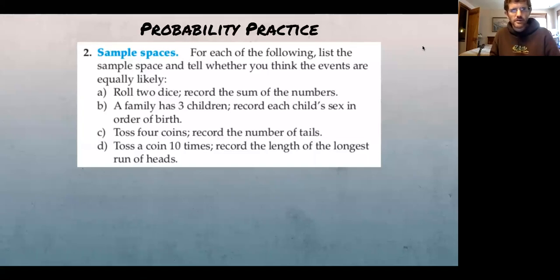Okay, so let's talk about sample spaces. Remember, sample spaces are basically the set of all possible outcomes for an event. So we're going to look at this event and what kind of outcomes are listed. And then the other part is, let's figure out if these events are equally likely. So we can roll 2 dice. That's the event. The outcome we're going to be recording is the sum of the numbers. So what's my sample space for this event?